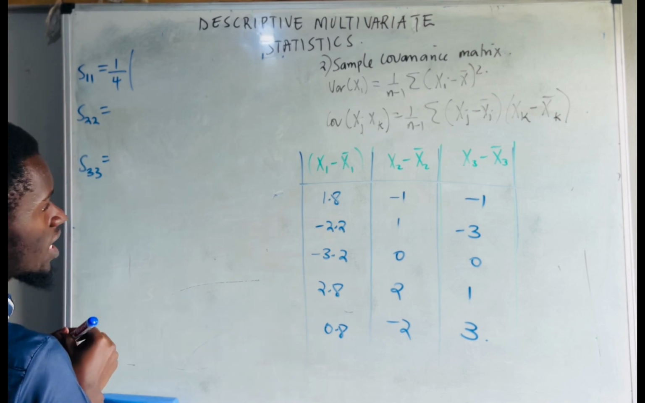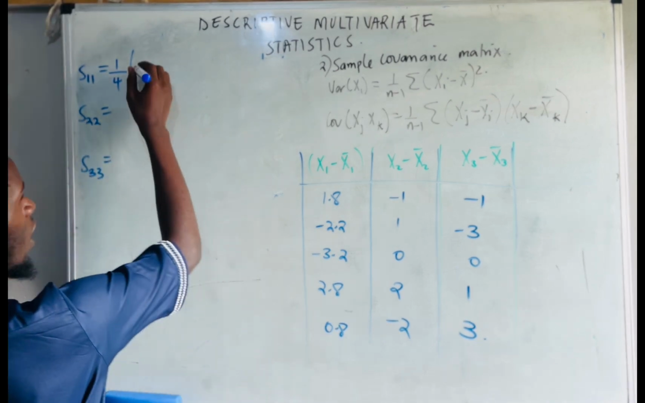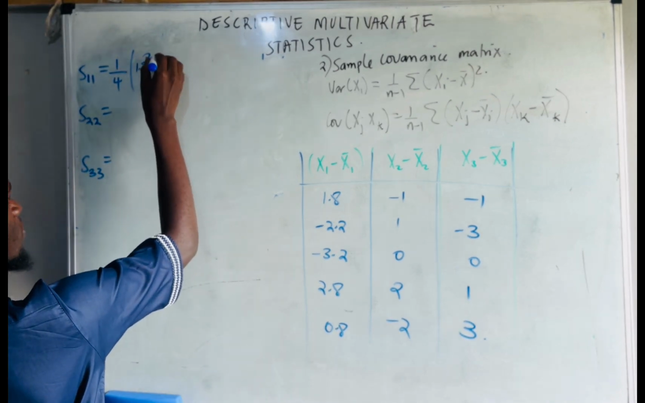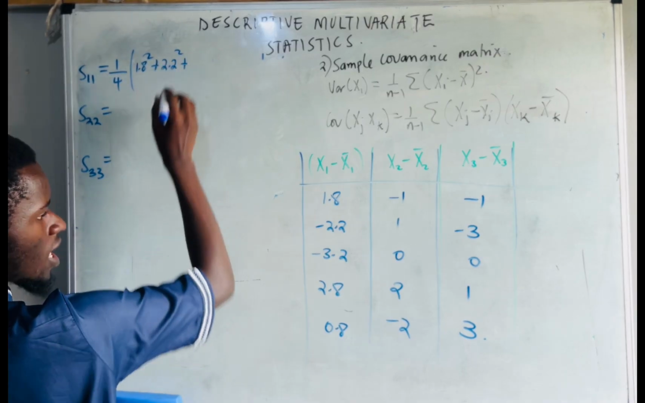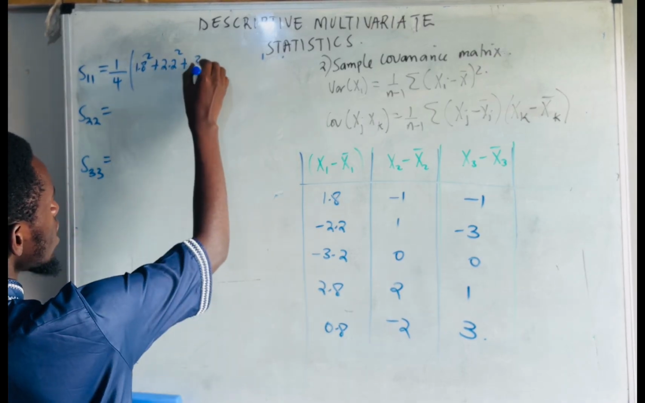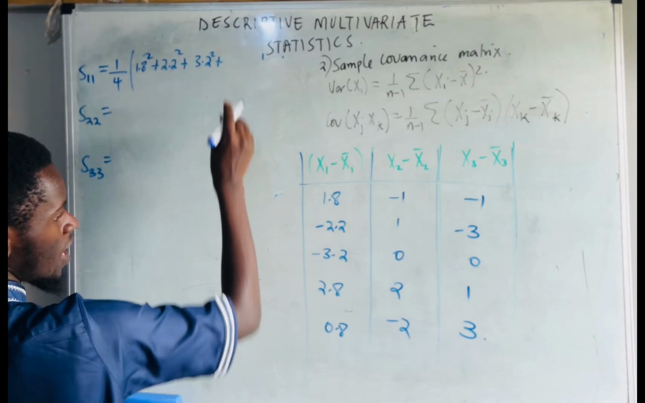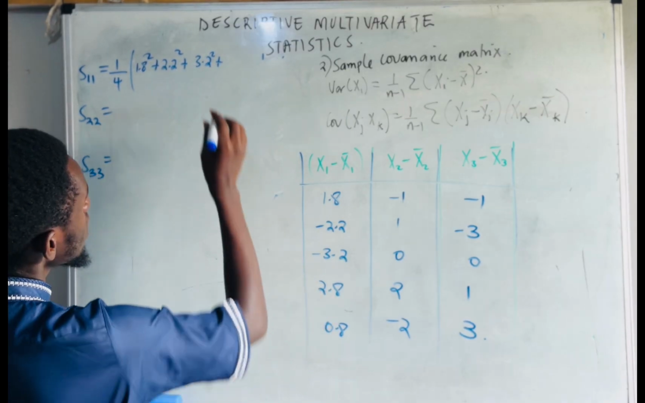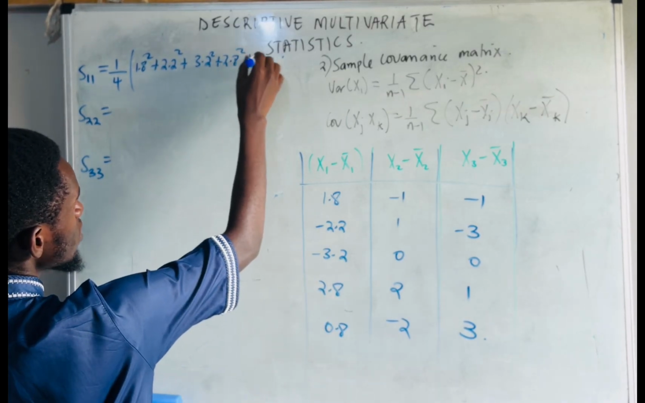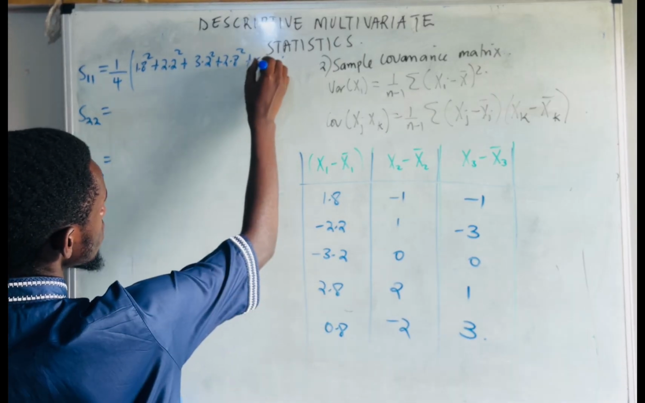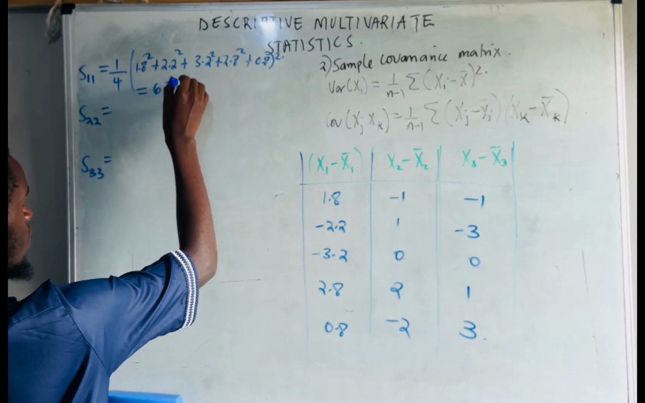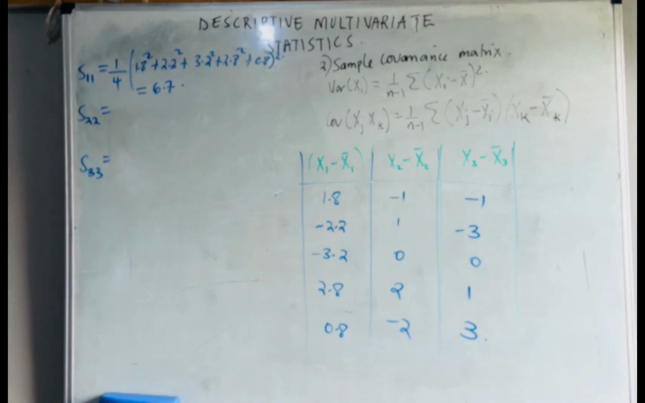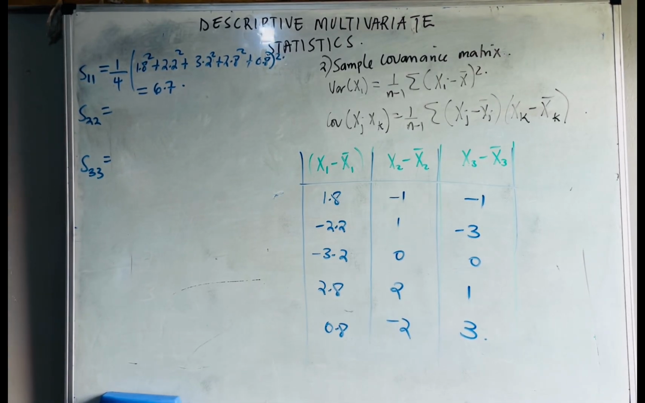Members, let us do it with ease. We shall have 1.8 squared plus negative 2.2 squared plus 3.2 squared plus 2.8 squared, and lastly 0.8 squared, and then our answer is going to be 6.7. Likewise, just easy. Just get that answer with ease.